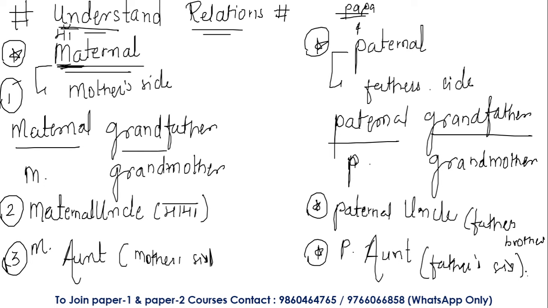Hence this is a big differentiator which differentiates the relations, because the terminologies used in the English language are quite similar. So maternal and paternal is a big differentiator to understand the relations. So yes, we have understood many of the relations like maternal grandfather, maternal uncle, maternal aunt. I hope you have understood, and please take a screenshot of it, or you can make your own short notes.